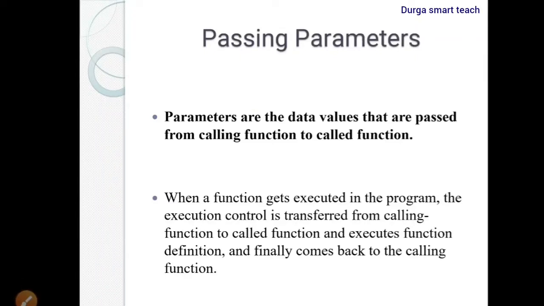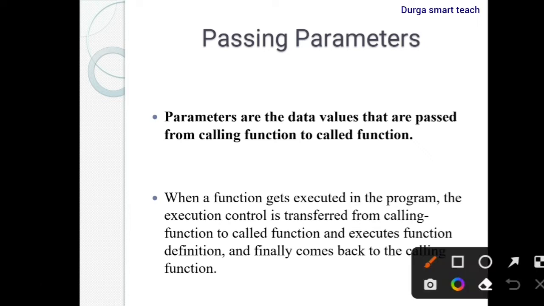Today I am going to discuss passing parameters. Passing parameters are the data values that are passed from calling function to called function. When we want to perform one specific task, we normally call the function. While calling the function we pass the parameters. Those are known as passing parameters. These parameters are passed from calling function to called function.